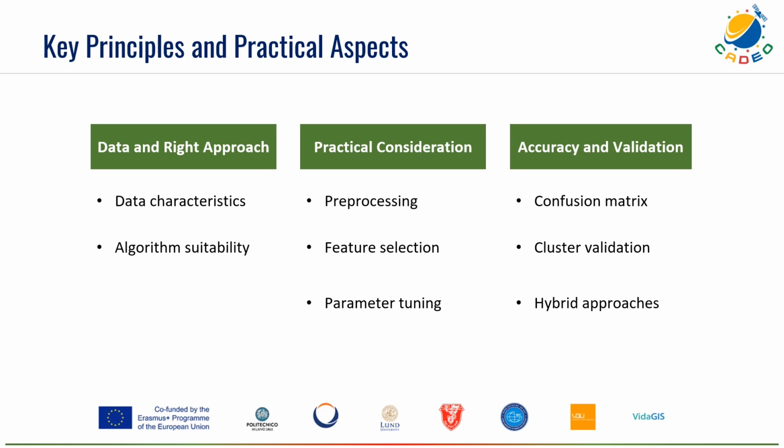And the last one is the integration with other data sources, that we have to combine. Supervised and unsupervised methods can be combined to leverage the strengths of both. For instance, unsupervised classification can help identify potential classes or patterns, which can be refined using supervised methods.